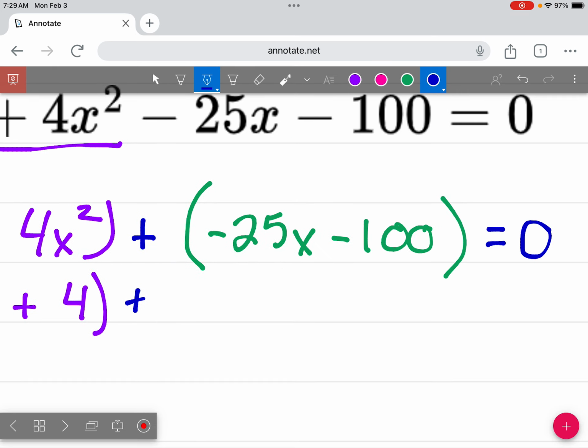What do minus 25x and minus 100 have in common? Negative 25. Negative 25. So we're going to take a negative 25 out. And it's going to leave us with x. Negative 25x divided by negative 25, plus 4. And negative 100 divided by negative 25 is a positive 4.